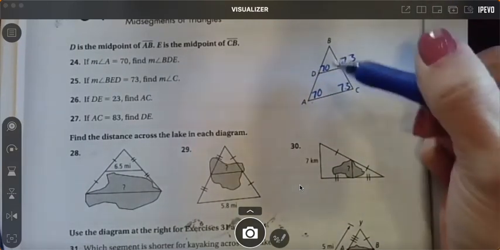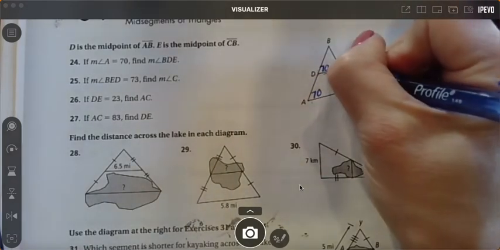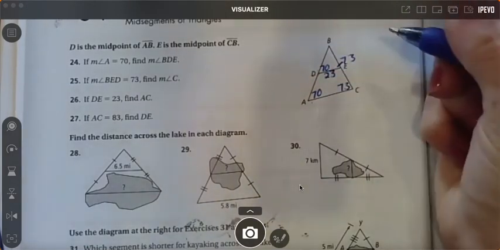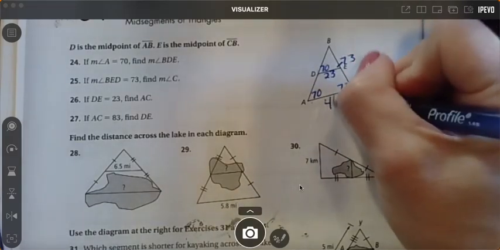Okay, if DE is 23, all right, this line right here is 23. What's AC? Do y'all remember how to find that? 46. You just double it. Okay, this one's 46.